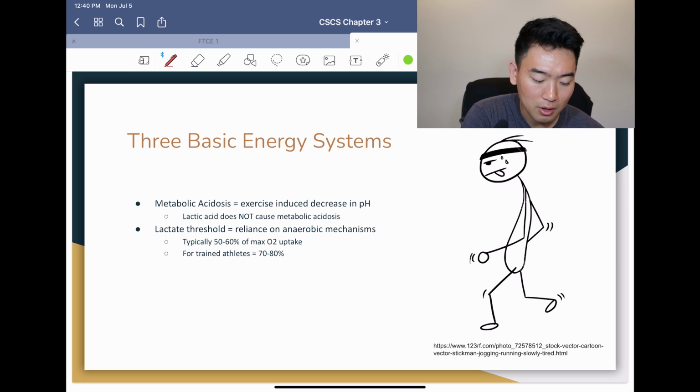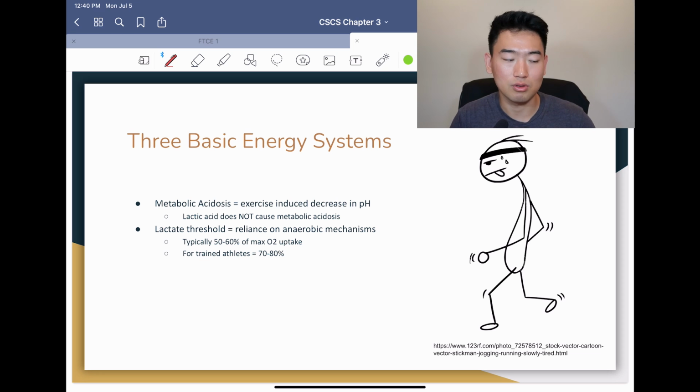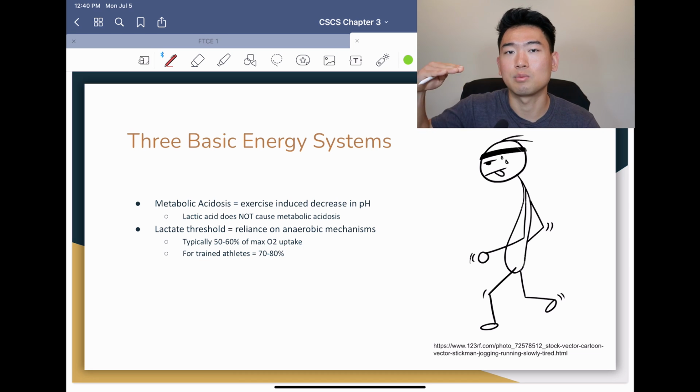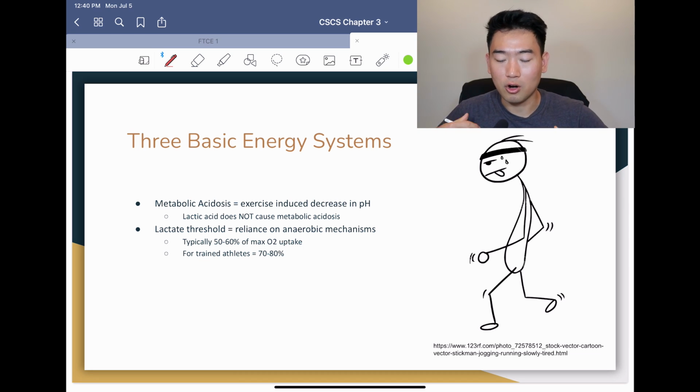Okay, so metabolic acidosis is an exercise-induced decrease in pH, and so whenever we work out or exercise, our pH is going to decrease, but it is really, really important to remember that lactic acid does not cause metabolic acidosis. So we think, oh, because the lactic acid starts building up, our system becomes more acidic, therefore the pH decreases, but that is not the case. All right, lactic acid does not cause metabolic acidosis.